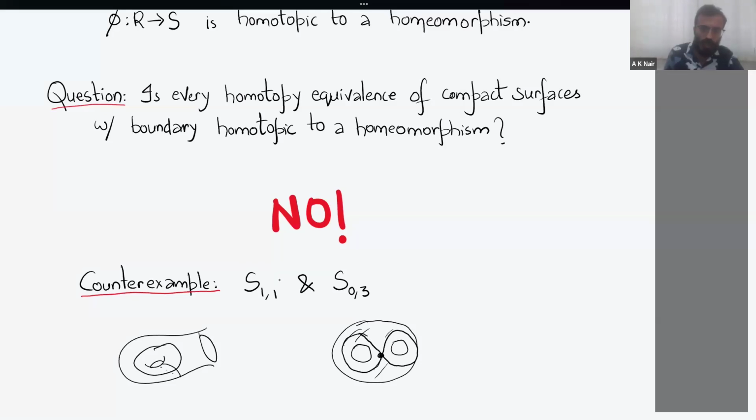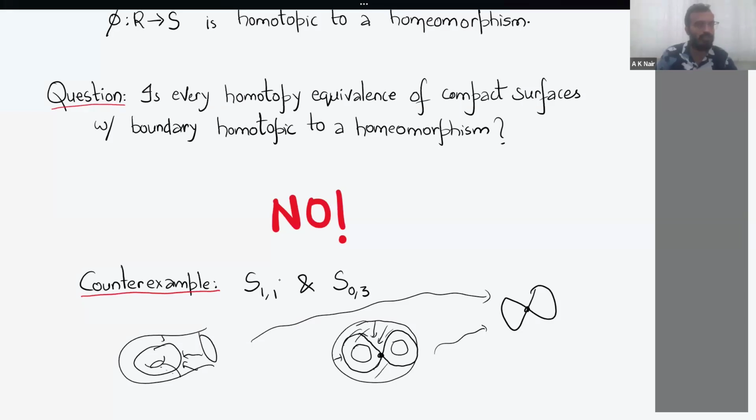Look at this subspace. The pair of pants deformation retracts onto this, and the one-holed torus also deformation retracts onto this, so they basically deformation retract onto the same wedge of two circles, right? So they are homotopy equivalent, but clearly they are not homeomorphic, because the one-holed torus has a genus, right? So this is not true for compact surfaces with boundary. Is there any condition that you can put so that you can characterize homeomorphisms?